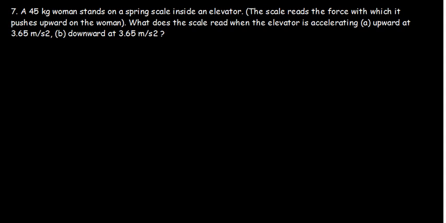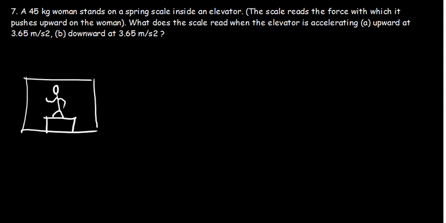Number 7. A 45 kg woman stands on a spring scale inside an elevator. The scale reads the force with which it pushes upward on the woman. What does the scale read when the elevator is accelerated upward with that acceleration, downward with that acceleration? Now, under elevators, what we need to understand is this. Under elevators, so if this is the elevator, then there is a scale inside, then there is someone there.